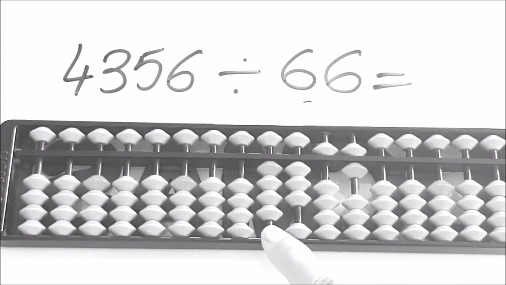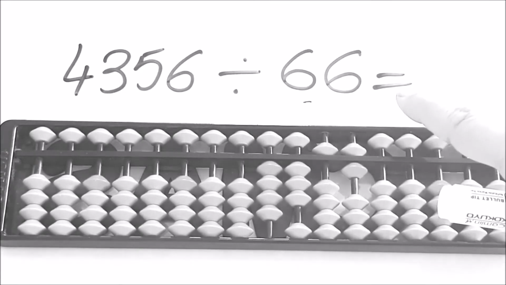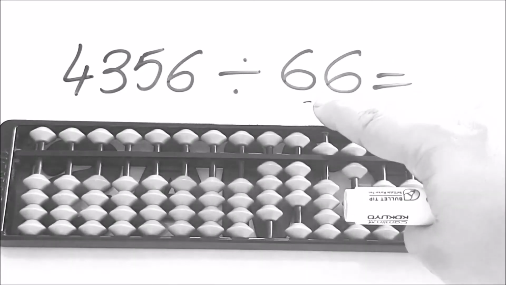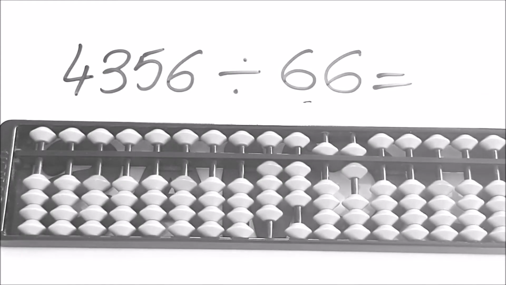So we cannot subtract 462 from 435 because this is smaller. So we reduce the number here. So we'll take 66 into 6. Now 66 into 6 is 396. Yes, so we can subtract 396 from 435. So we'll take 66 into 6 and the subtraction will end here.